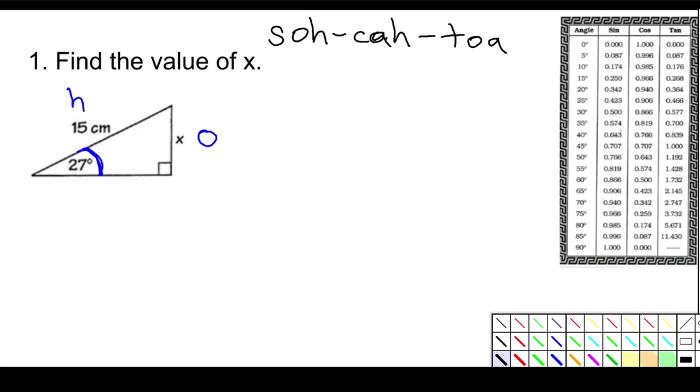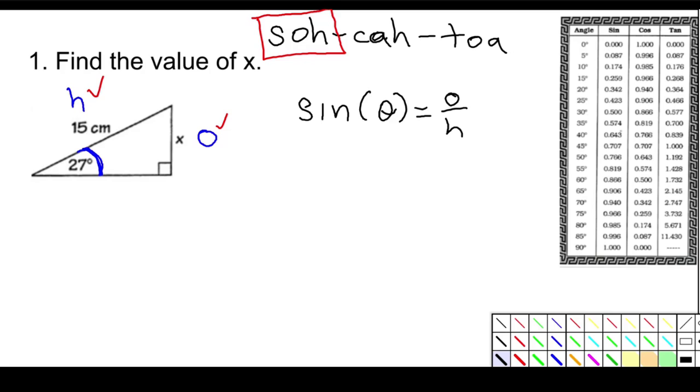So which ratio should I use if I'm trying to find the missing side x and I know the side of 15? Well, we're going to use this one. This is the ratio because it has the O and it has the H. So that's the ratio we're going to use. So let me write this out. So sine of theta is equal to opposite over hypotenuse. So there we go.